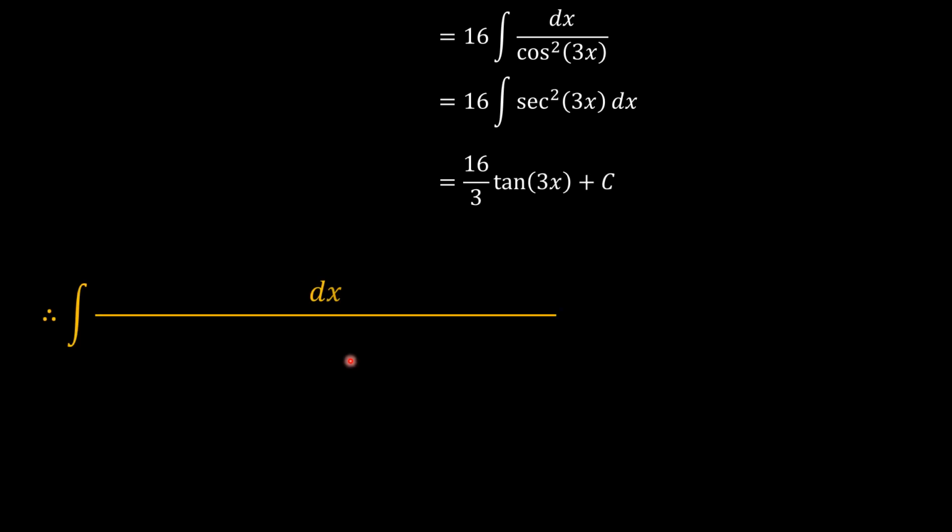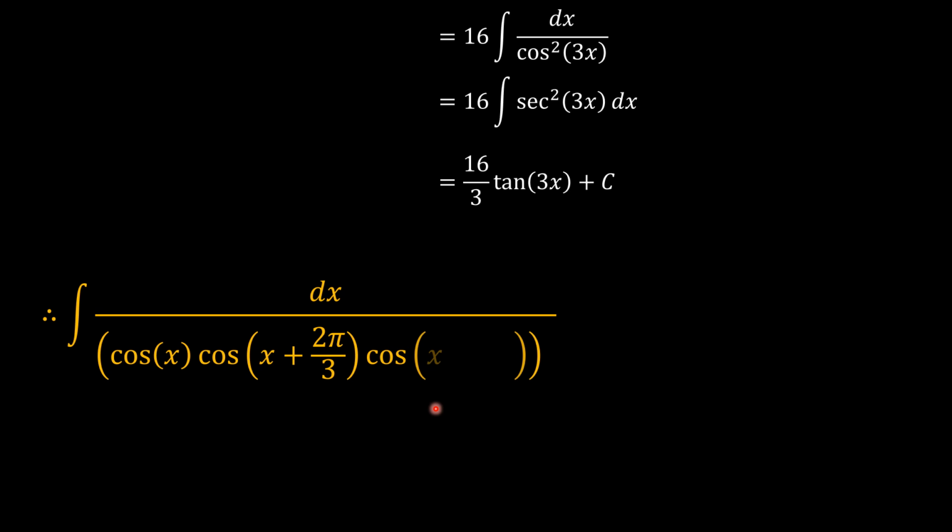So the answer expected, the integral of 1 over cosine x times cosine x plus 2 pi over 3 times cosine x minus 2 pi over 3, all squared, is equal to 16 over 3 tangent 3x plus an integration constant. And that was the answer that was expected.